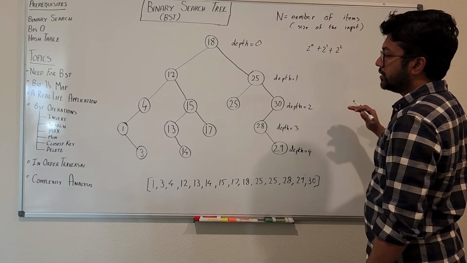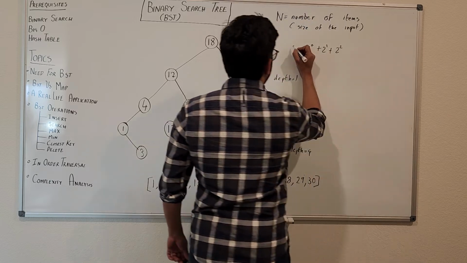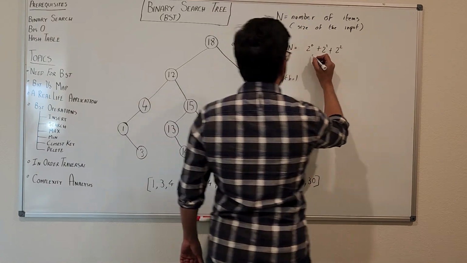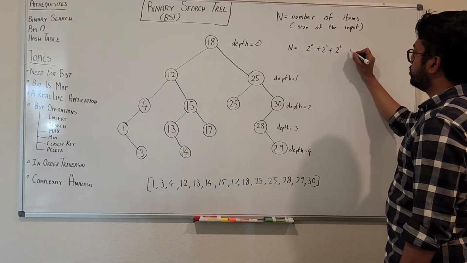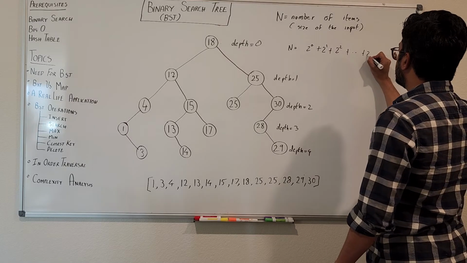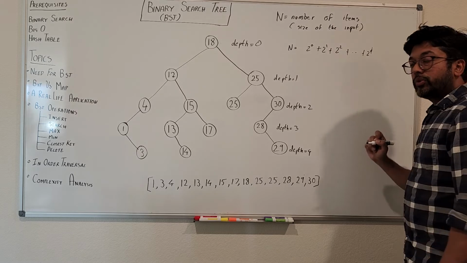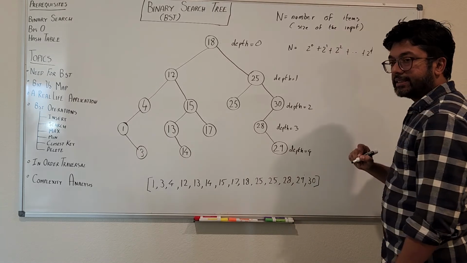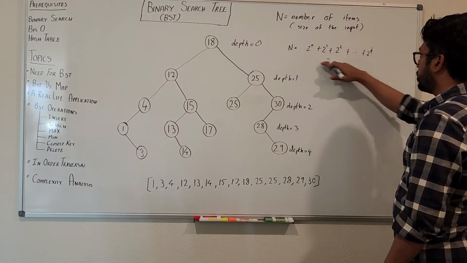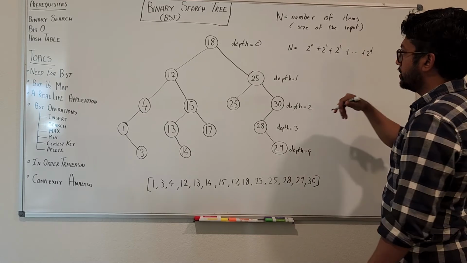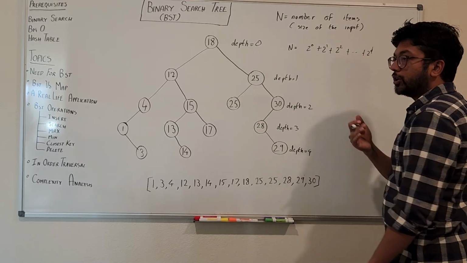So if I were to find the total number of nodes, it will be n is equal to 2 raised to 0 plus 2 raised to 1 plus 2 raised to 2 plus until 2 raised to d, where d is the maximum depth. Now if you look up geometric series, there is something called the geometric series. I'm not going to solve this and find the equation. You can look it up online.